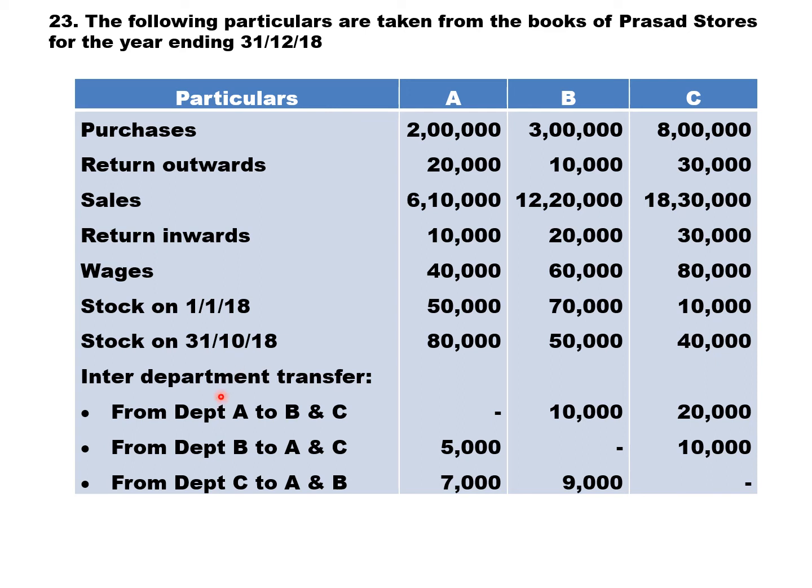And then interdepartmental transfer, students, from department A to B and C. That means A is giver, B and C receiver. From department B to A and C. That means B is giver, A and C receiver. From department C to A and B. That means C is a giver, A and B are receivers.